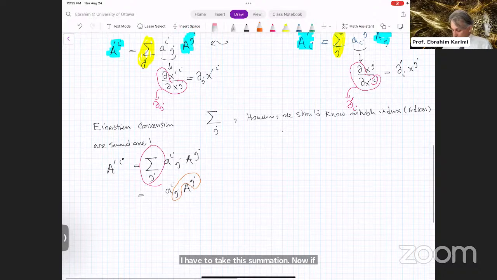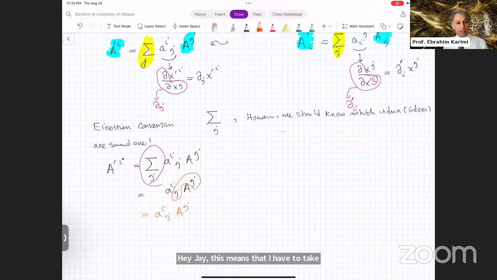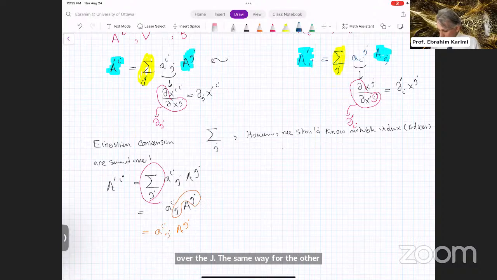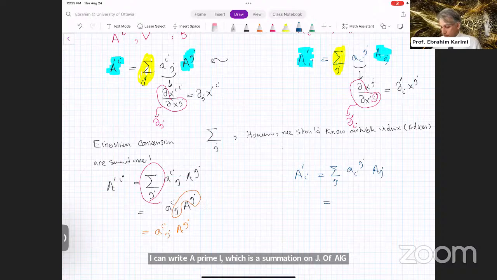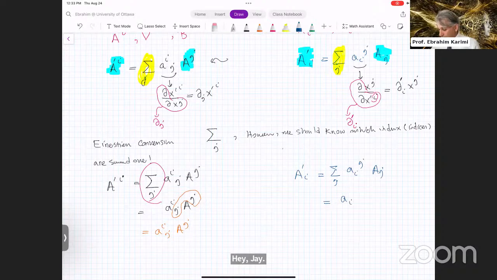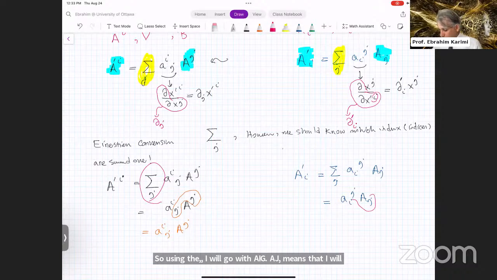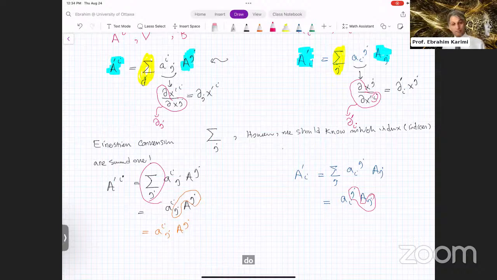Now, if I write A_ij A_j, this means that I have to take the summation over the j. The same way for the other one, I can write A prime i, which is the summation on j of A_ij A_j. So using the summation convention of Einstein, I will go with A_ij A_j, which means that I will do the summation over the j. Okay.